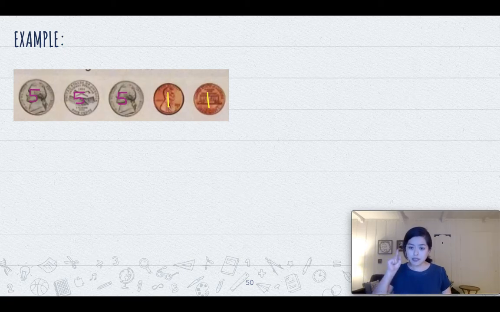But I would recommend skip counting with the largest value first. What's the largest value? It's 5. Let's skip count. Ready? 5, 10, 15, 16, 17. Okay? So when I counted the nickels, I skip counted by 5. And then when I started counting the pennies, I skip counted by 1.